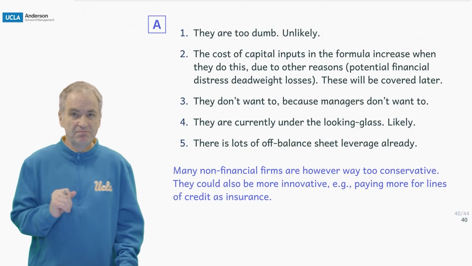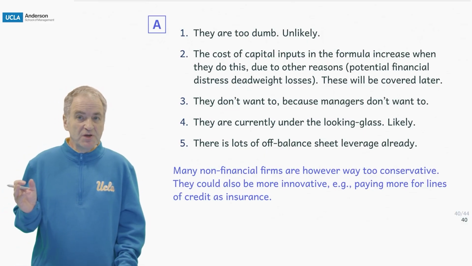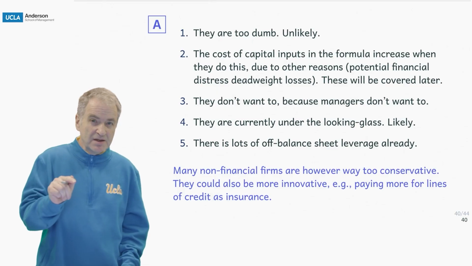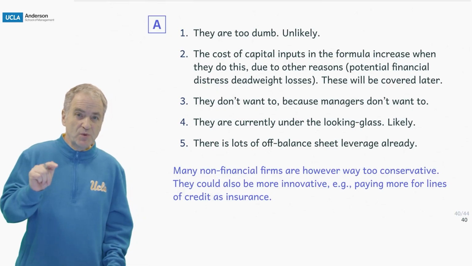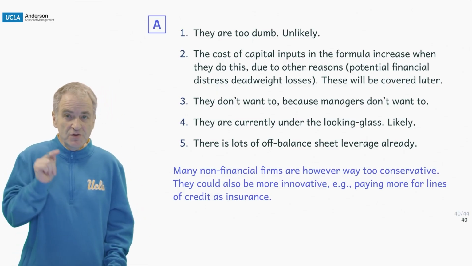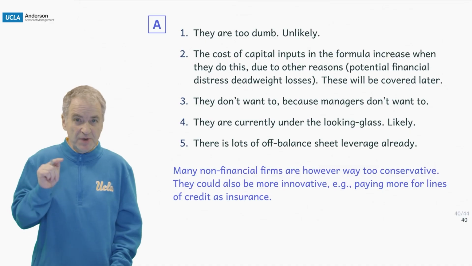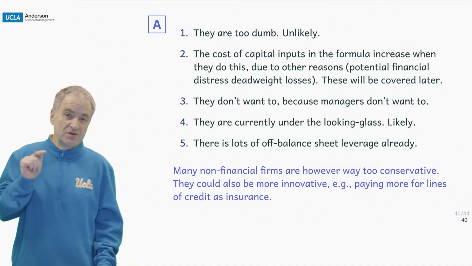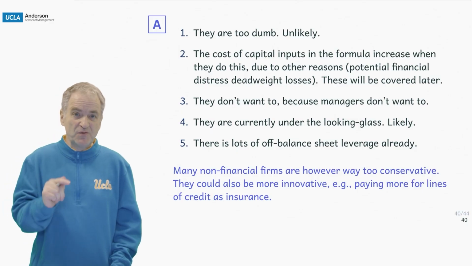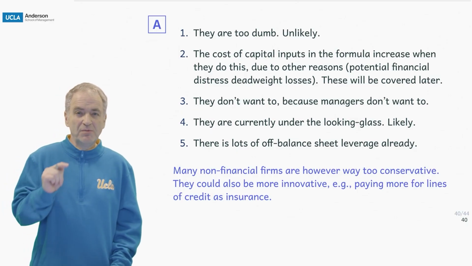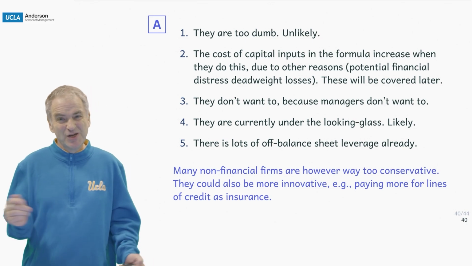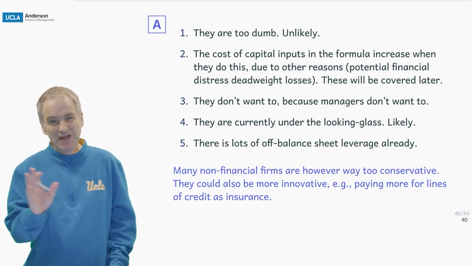Choice number 3. They don't want to because managers don't want to. You know what? If you have a lot of debt and you're a manager, you better work your butt off. Because if you don't work your butt off and you can't pay the interest and principal that is due, you're going to be forced into Chapter 11 and probably be fired. Virtually all managers get removed in a bankruptcy. So, you want to have a comfortable life? You don't want debt.